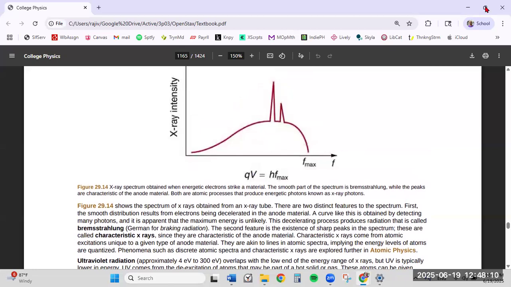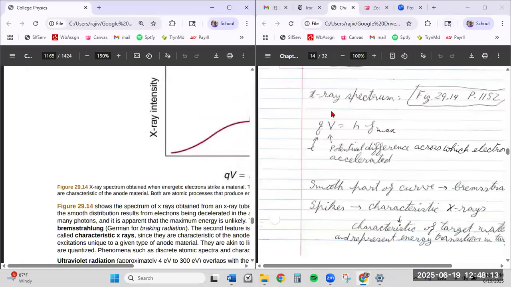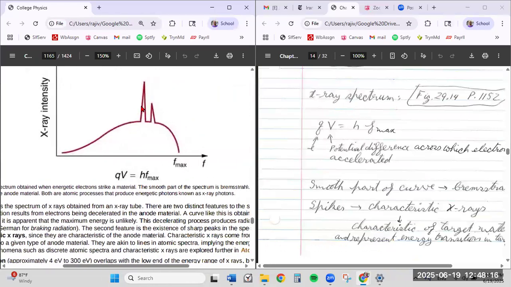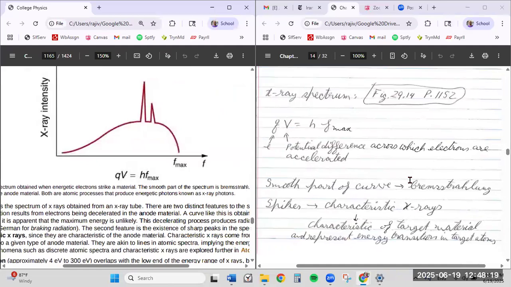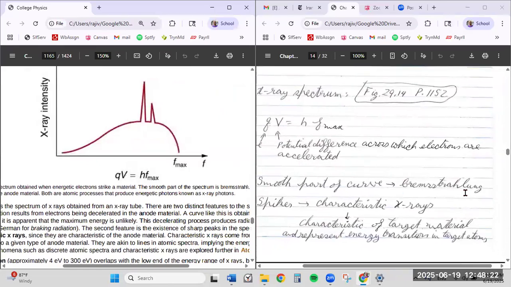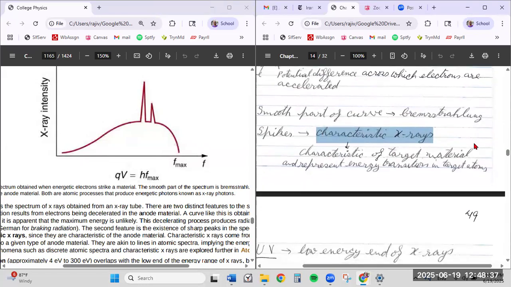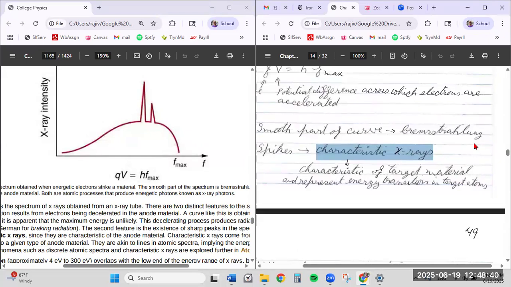So in addition to the smooth part of the curve, we also notice these spikes. The smooth part of the curve is the Bremsstrahlung, electrons being brought to rest. The spikes that you see here, two of them in this graph, those are called characteristic X-rays. And the reason why they are called characteristic X-rays is because their location is the signature of the material of the target. Different elements, different metals will have spikes of different shapes in different locations.